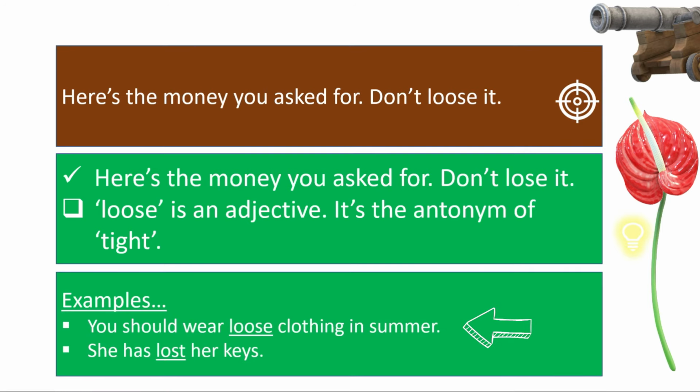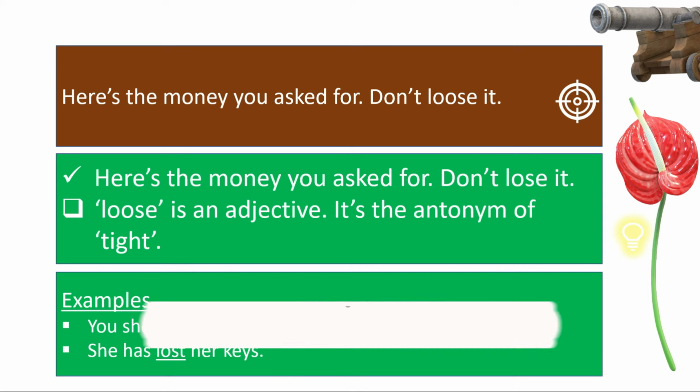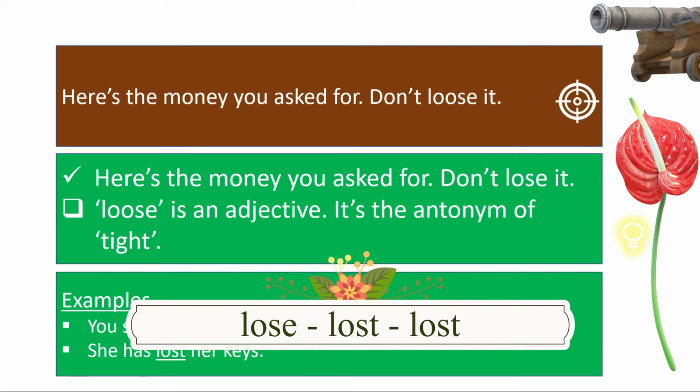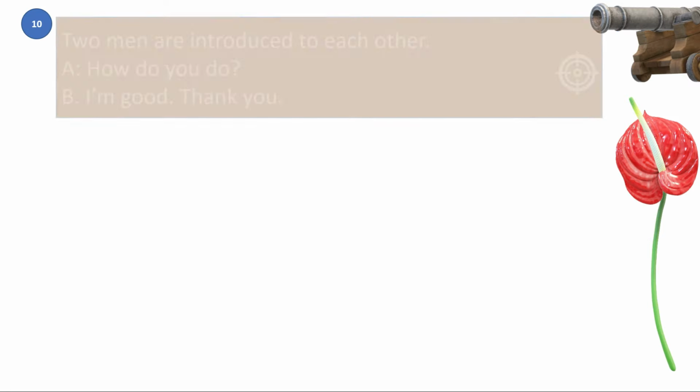Look at these examples. You should wear loose clothing in summer. Next sentence. She has lost her keys. So this lost comes from the word lose. Lose, lost, lost. Okay? Now, let's look at the last one here in this video.